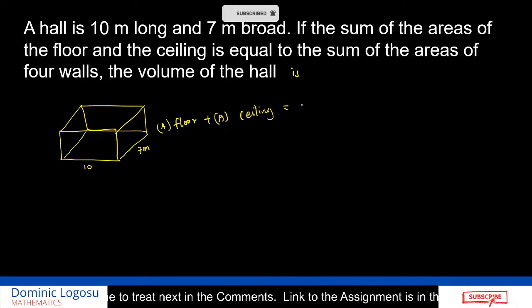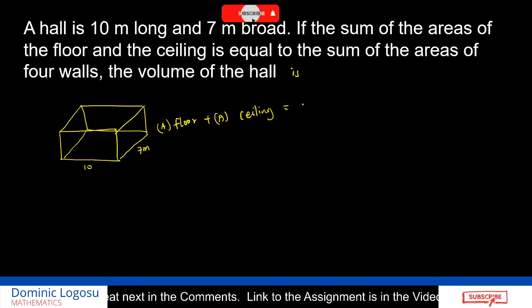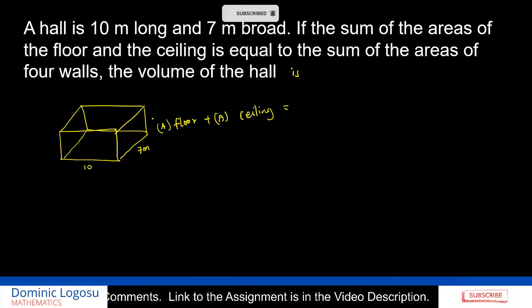So remember, the 4 walls will have 2 different calculations for that. The 4 walls will need the height. And then remember, we need the height because this one they are talking about the volume of the hall.